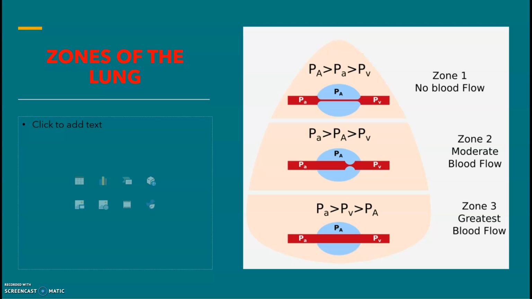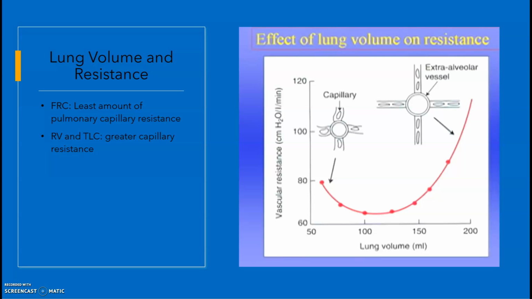Now I'm going to get into resistance, lung volume and resistance. It turns out that the least amount of resistance to pulmonary blood flow happens at FRC. FRC, or functional residual capacity, is when the lung is not inhaling but not exhaling either. It's kind of a neutral state. At that point, the vessels inside the lungs present the least amount of resistance to blood flow.